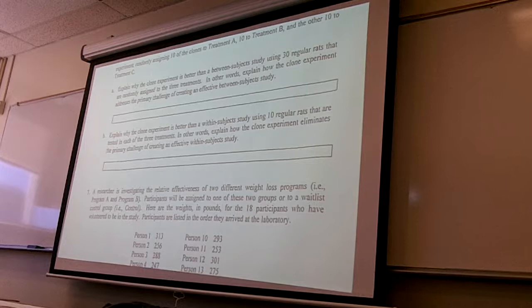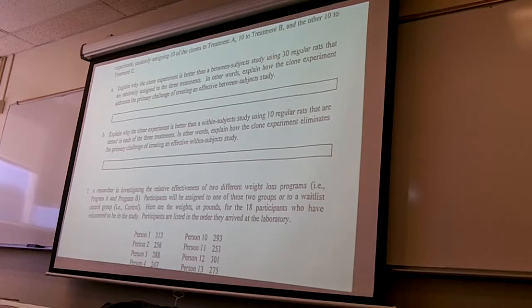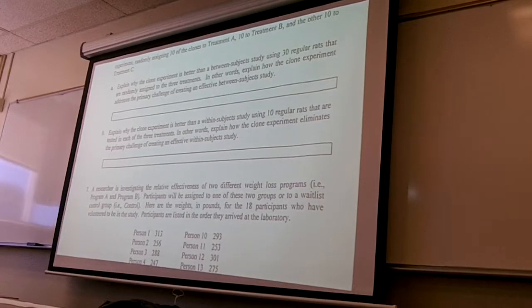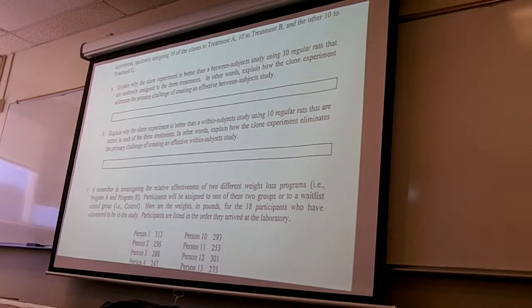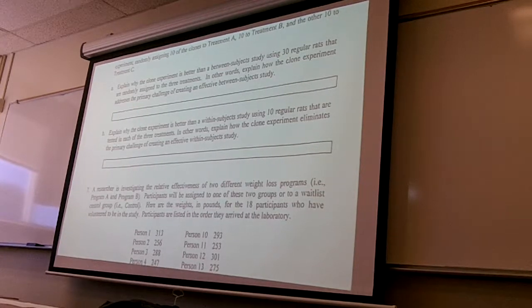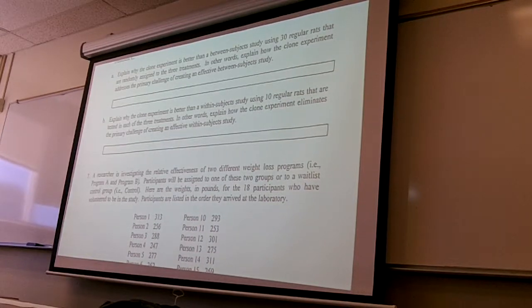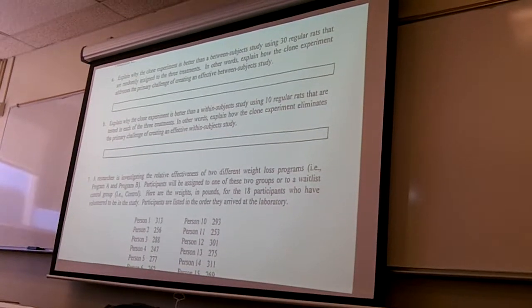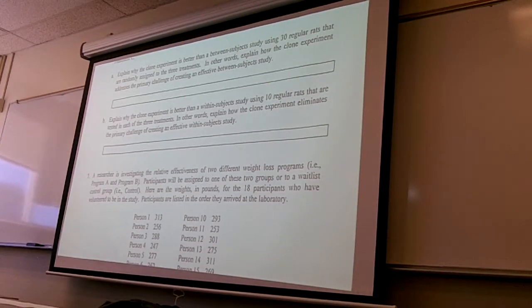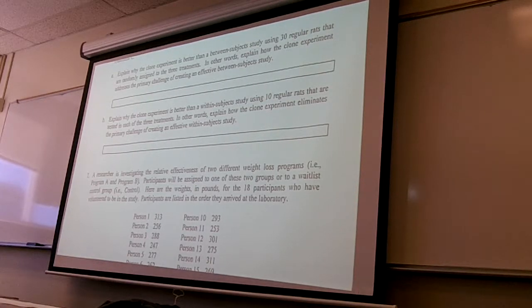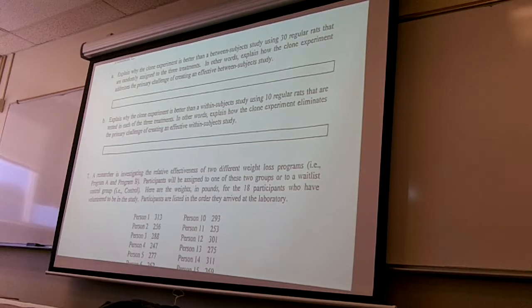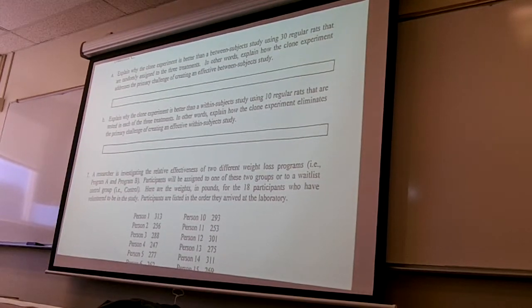Okay, this is actually not totally physically possible, but we're imagining. I know, it's so handy. But the purpose of having this marvelously artificial situation is so that I can ask you the following two questions. Explain why the clone experiment is better than a typical between subject study using 30 regular rats. So just regular old rats that aren't genetically identical and haven't all been raised in exactly the same environment, who are randomly assigned to 3 treatments. In other words, explain how the clone experiment addresses the primary challenge of creating an effective between subject study.